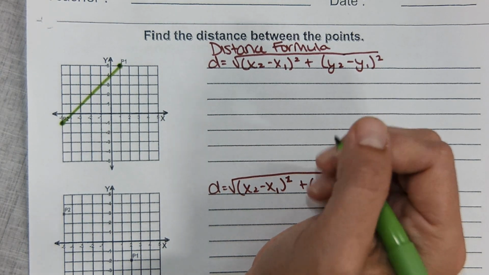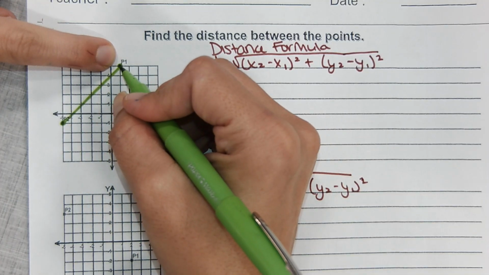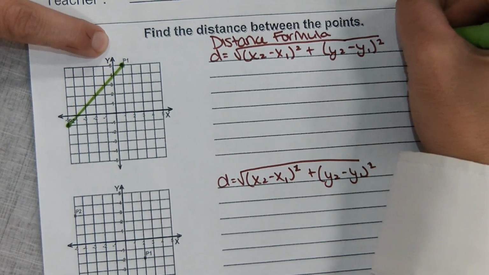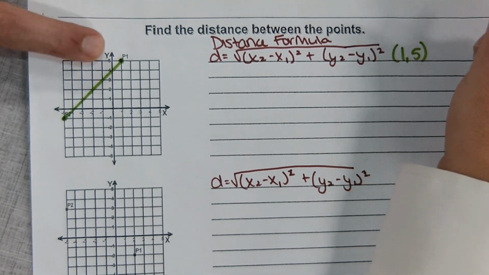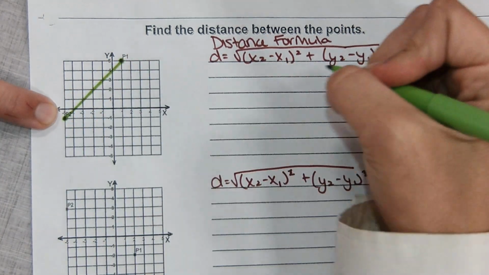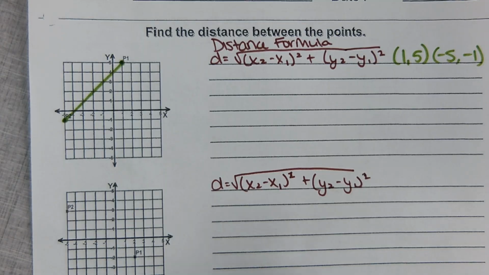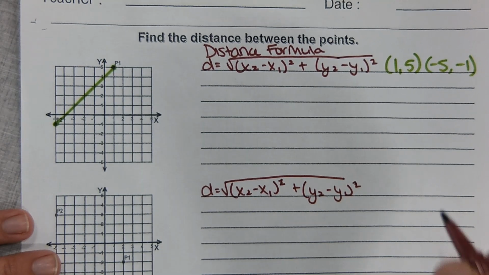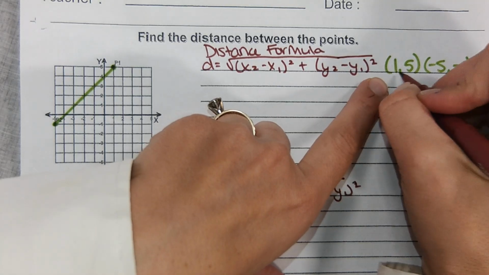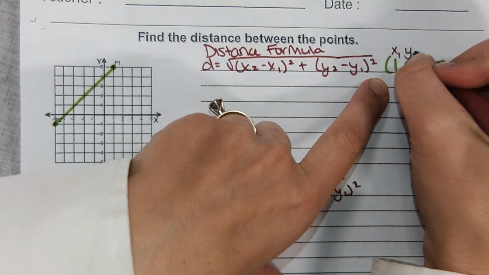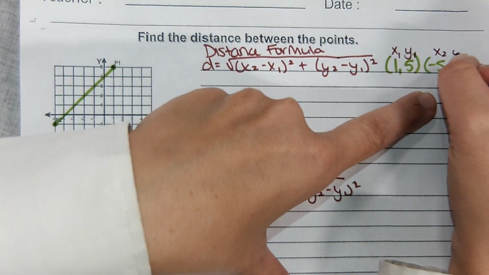Okay, so what we're going to do is take the coordinates off the graph. So point 1 is at (1, 5). We just write that down. And point 2 is at (-5, -1). And then we are going to label the coordinates. So the first set of coordinates will be x1, y1, and the second set is x2, y2.